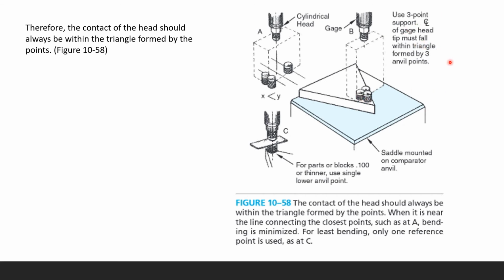Now the gauge head tip must fall within the triangle formed by the 3 anvil points. Don't worry about any of it. This is just trying to tell you that the contact of the head should always be within the triangle formed by the points.